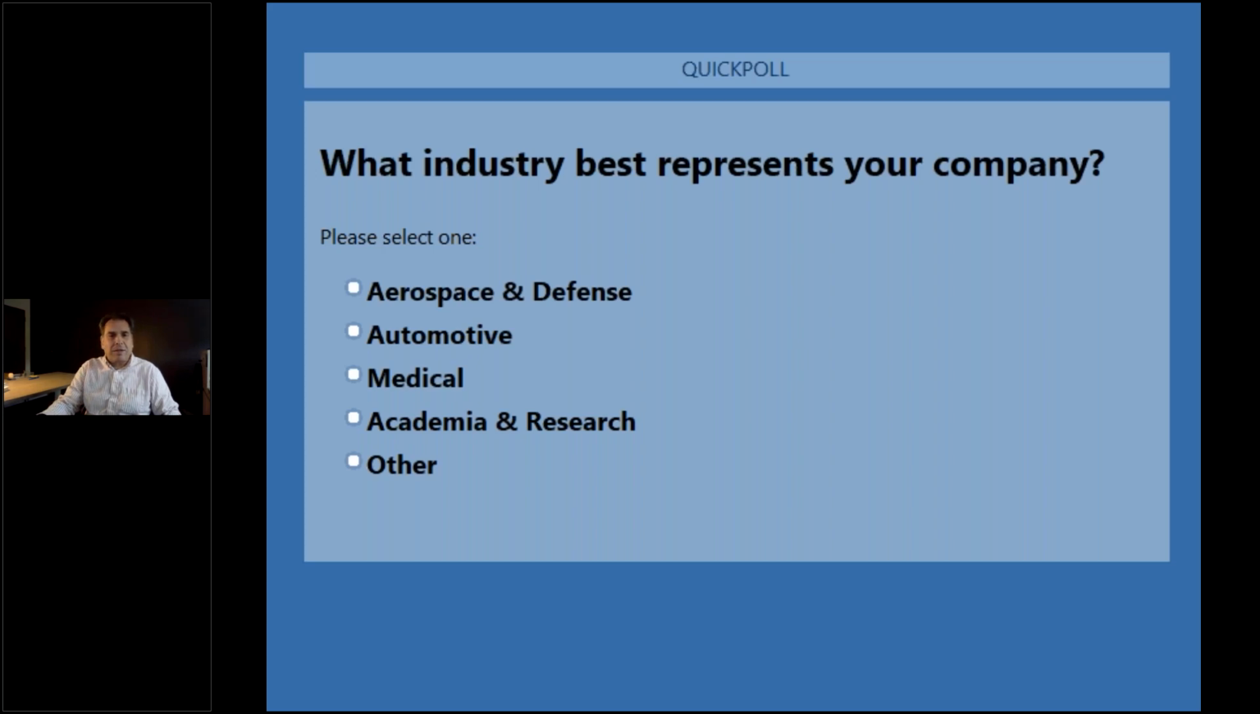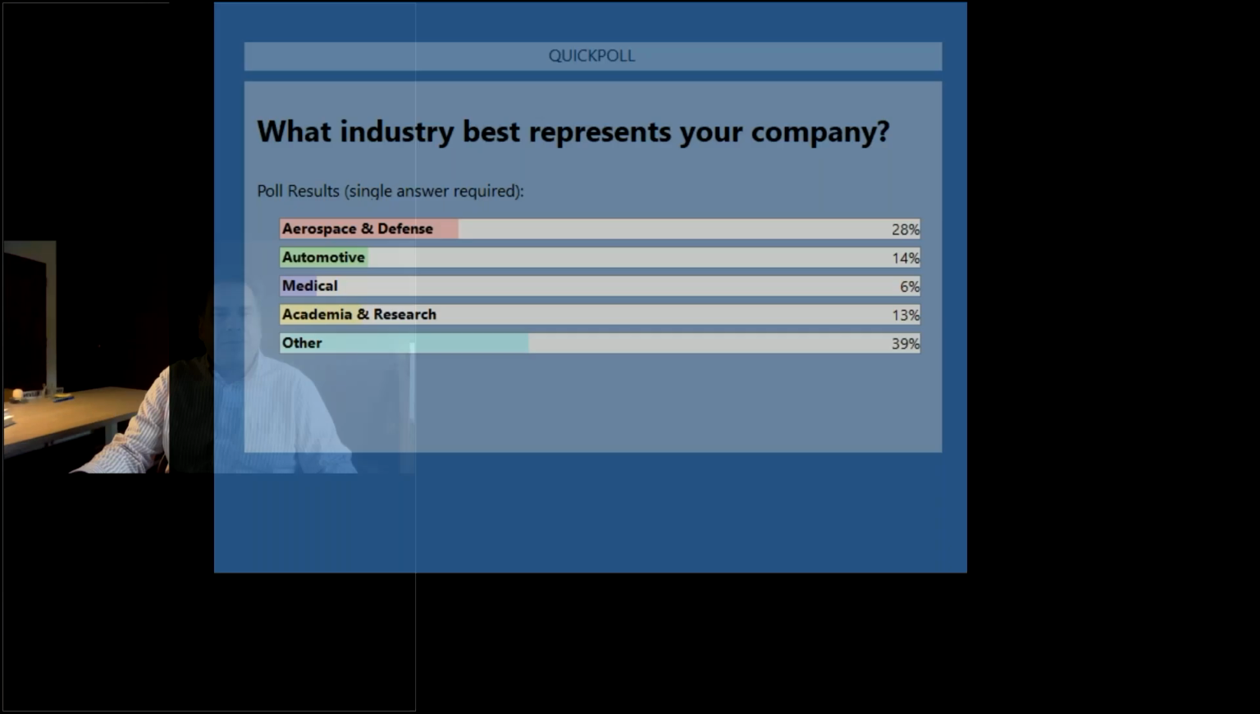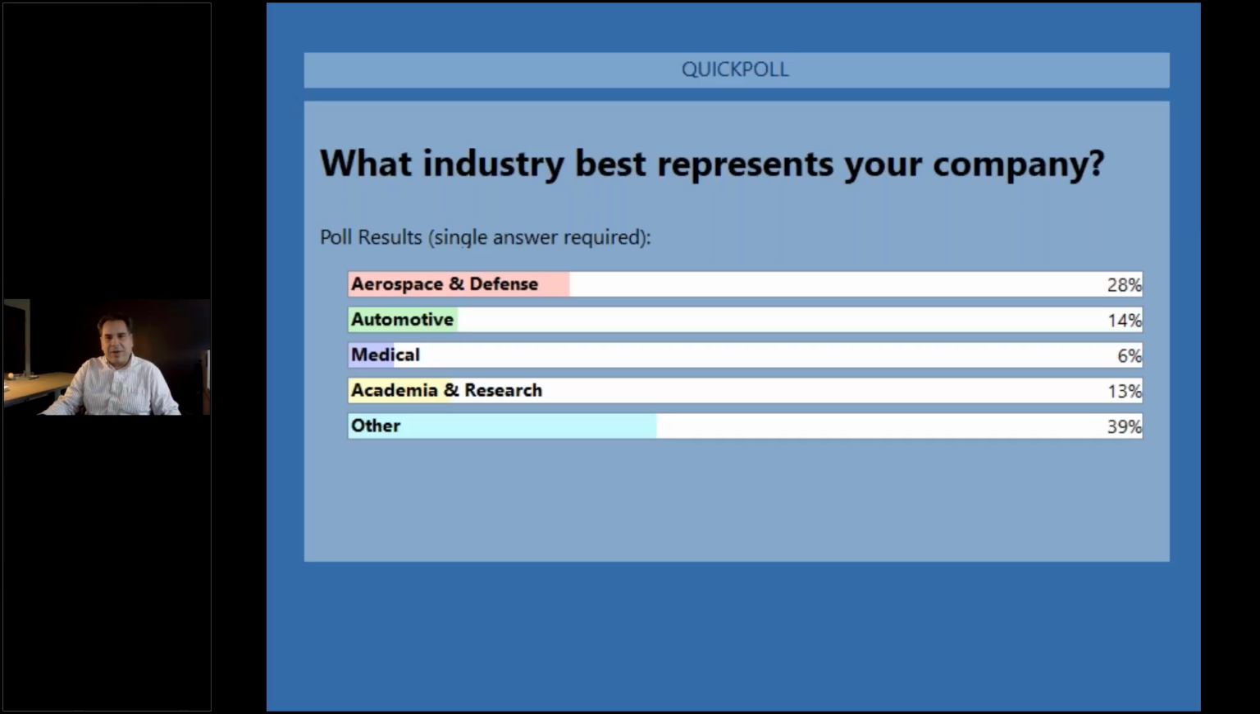All right, let's take a look at the results. Aerospace and defense is 28%, other is 39%. So unfortunately, we can't list all of the possible industries that you all serve. Automotive is 14%, so about half as many as aerospace and defense, followed by academia and research, which is 13%, so close to automotive, and then medical is 6%. So thank you for filling out the poll.